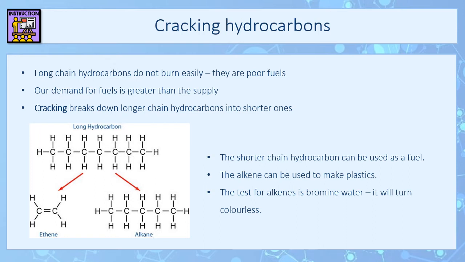Alkenes are different from alkanes in that they've got a double bond. You can see between the 2 carbon atoms in the middle of ethene, there are 2 lines representing a double covalent bond.